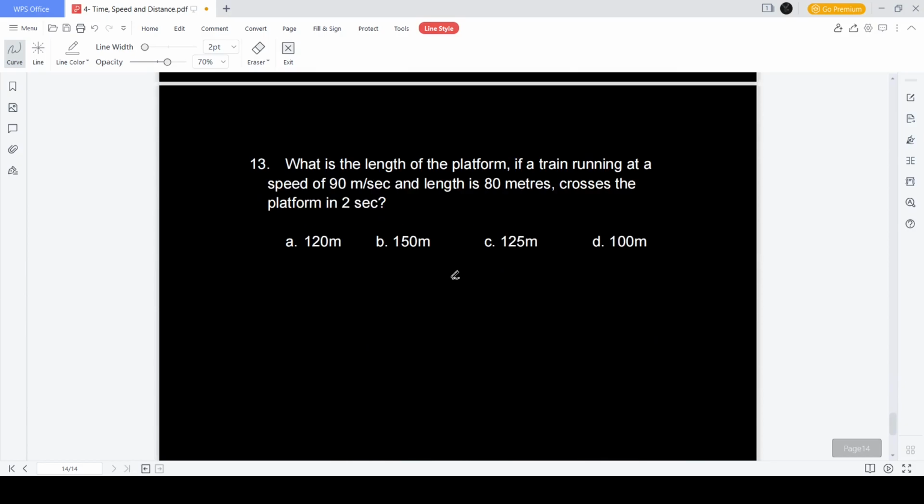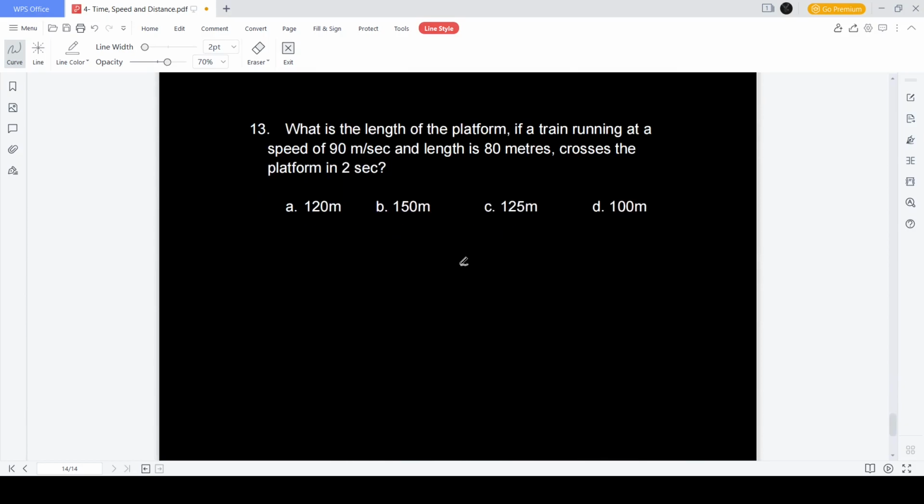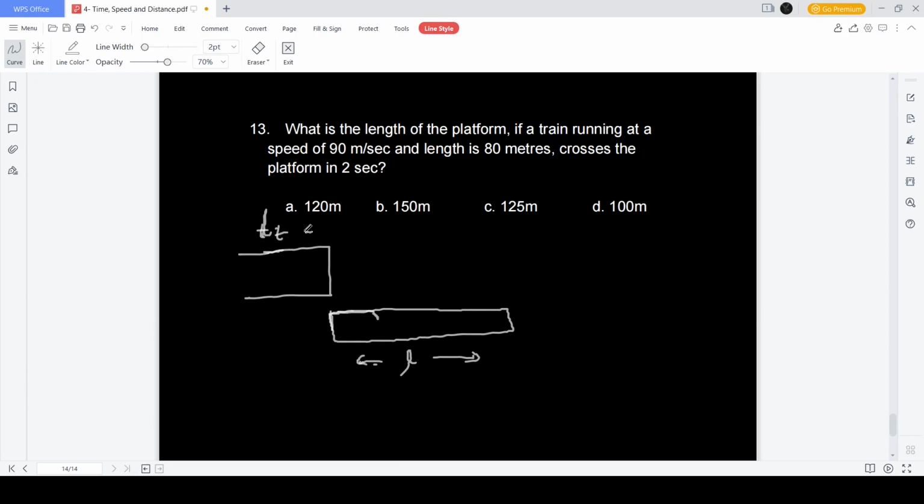Okay. Last question. What is the length of the platform if a train running at the speed 90 meter per second and the length is 80 meter crosses the platform in 2 seconds? Okay. So here it is an extension of the pole question, where the pole also has a length. That is nothing but the platform. Okay. So we need to analyze the situation. A train is running. Okay. This is the starting of the platform. Okay. Let's say the platform length is some L, okay, and the train length is LT, okay.